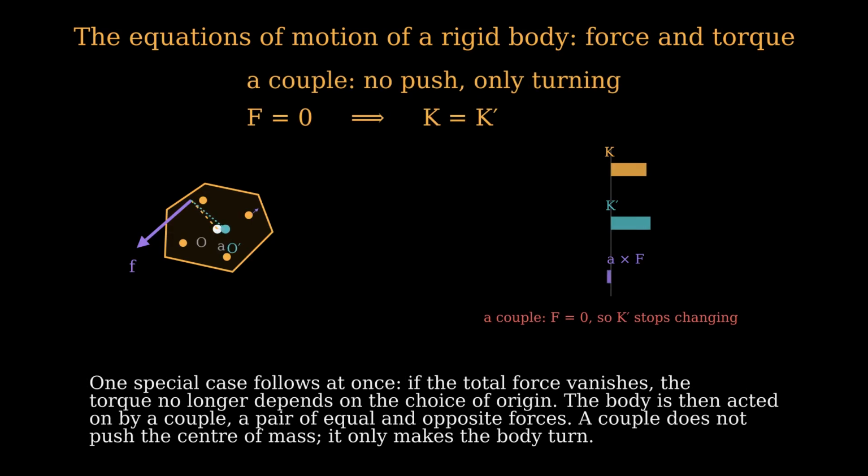One special case follows at once. If the total force vanishes, the torque no longer depends on the choice of origin. The body is then acted on by a pair of equal and opposite forces. A couple does not push the center of mass. It only makes the body turn.